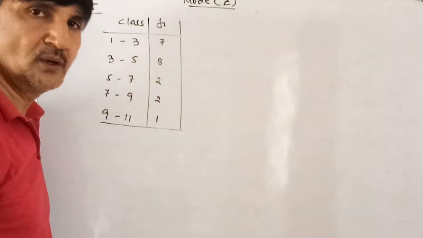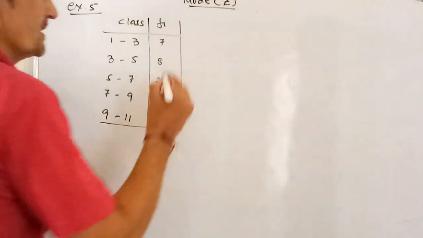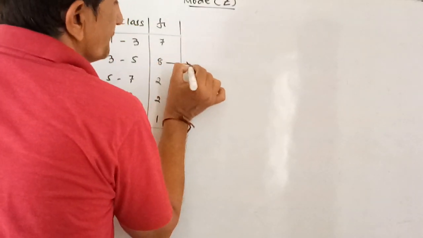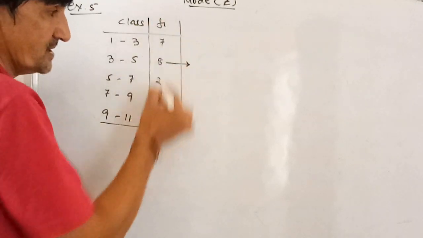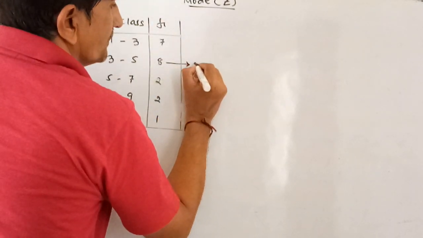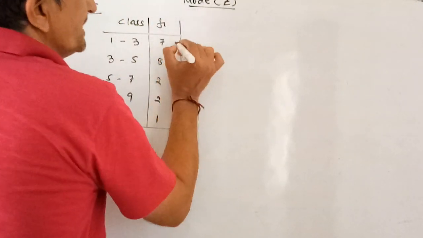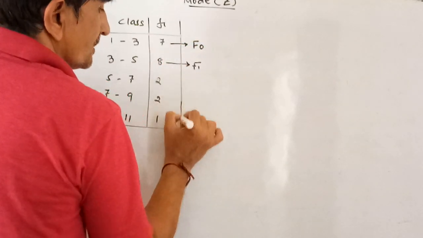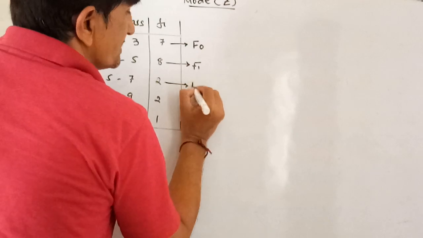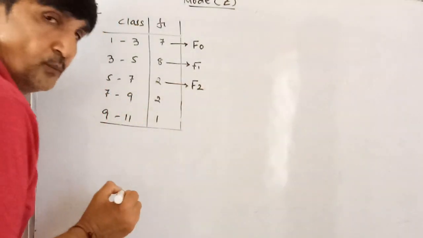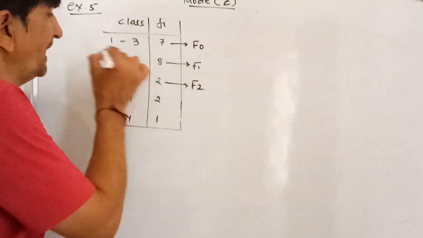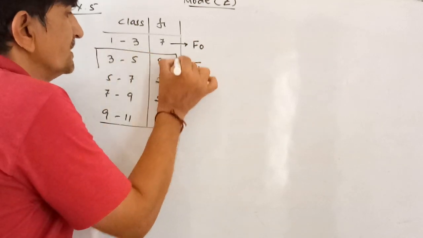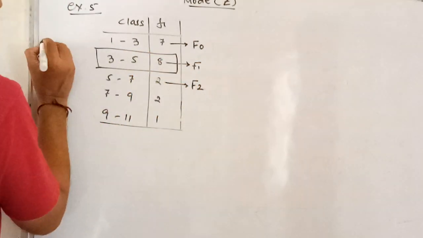Okay, only you have to remember the formula, nothing you have to add in the column, just replace the value in the formula. Okay, first of all, this is the highest frequency, 8 out of this. So it is F1. Preceding class, it is F0. Successive class, it is F2. Highest frequency, this is considered as a modal class.